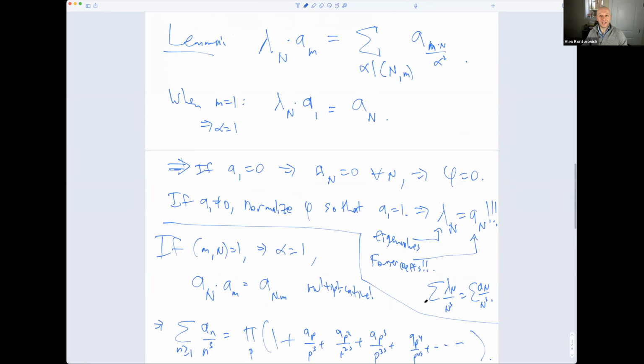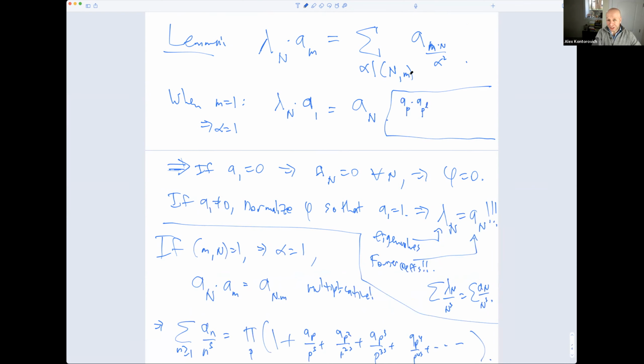Okay, and let's use this formula one more time. Let me do it here so I can see the formula. So it suffices to think about what happens to primes and prime powers. So what about a_p times a_{p^L} for some power L?